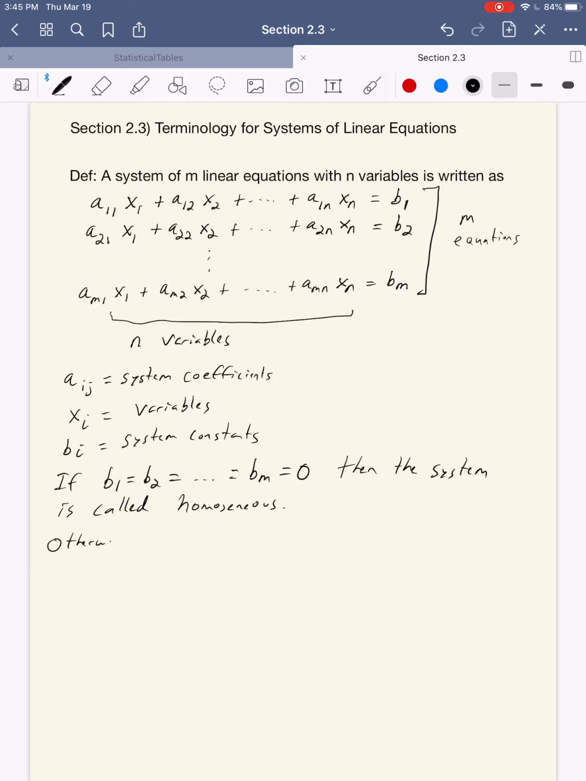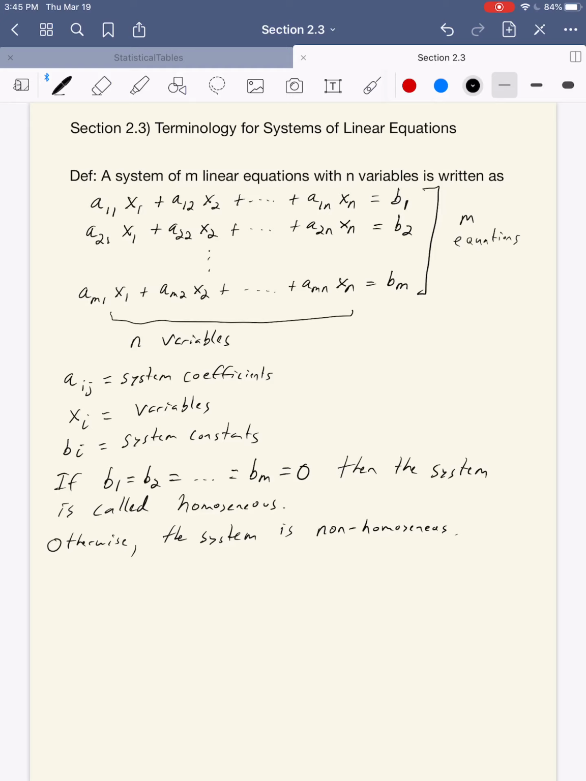Otherwise, the system is... oh, it's a little sloppy. That almost looks like non-homogeneous.